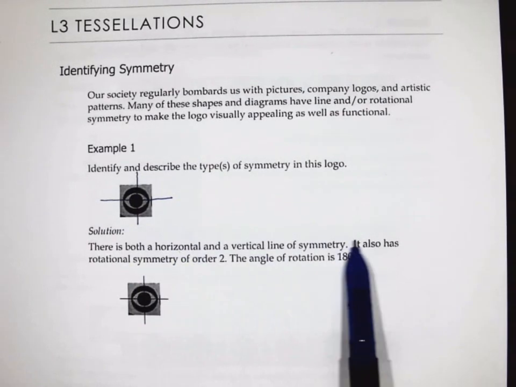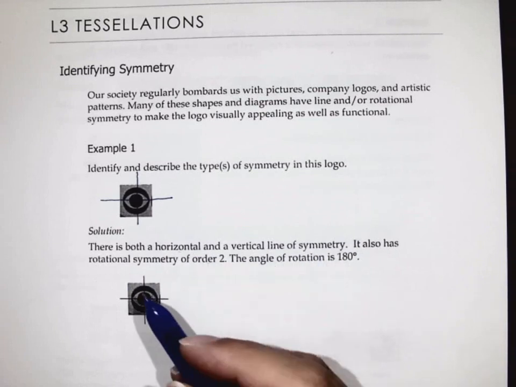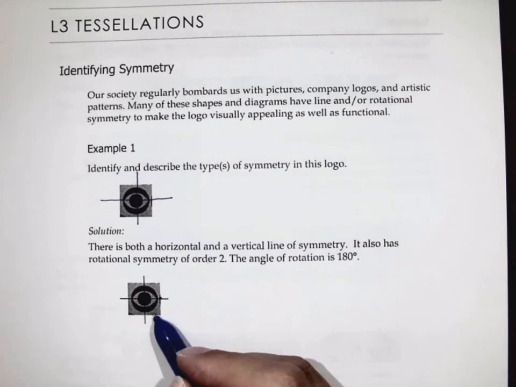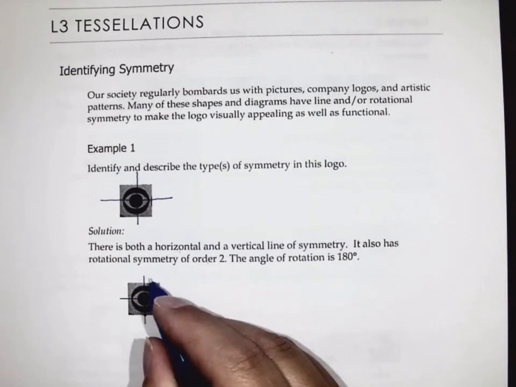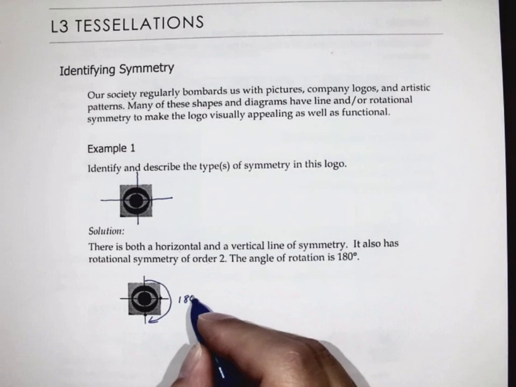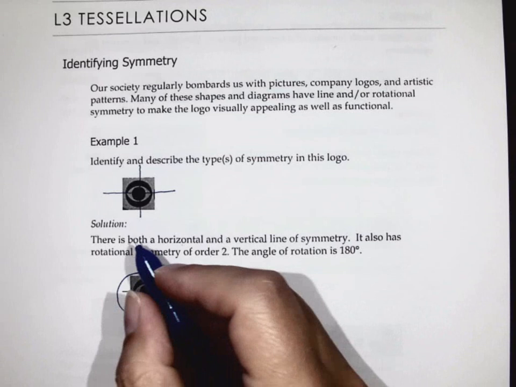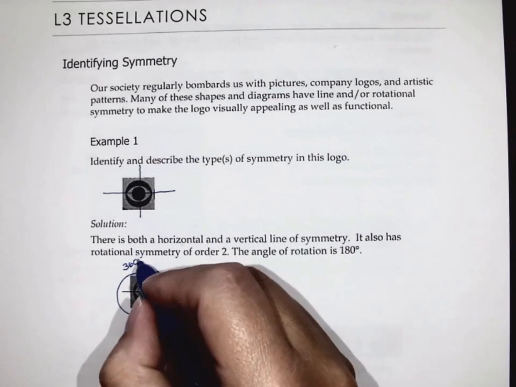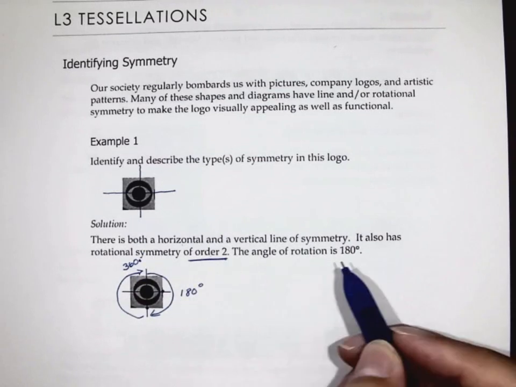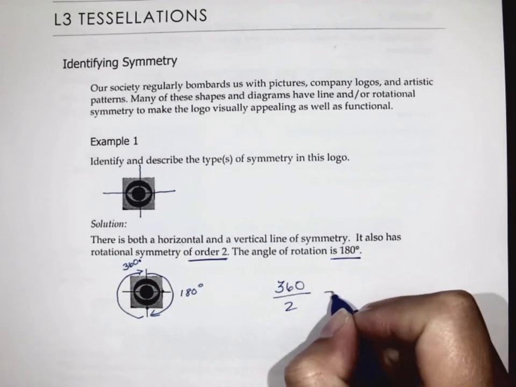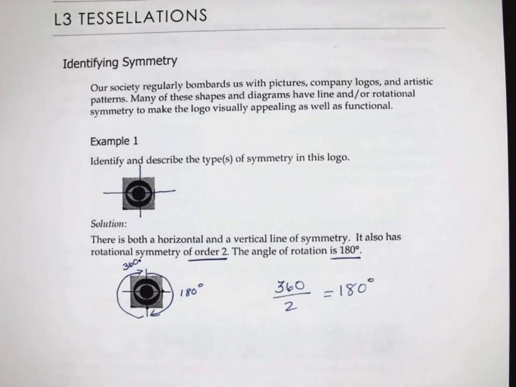But it has horizontal line symmetry, and it also has rotational symmetry of order 2. So it doesn't work if we rotate it only 90, but it does work if we rotate it all the way around. If we rotate it 180 degrees, it looks exactly the same. And then when we rotate it back to 360, it looks exactly the same. So it has an order of 2 and an angle of rotation of 180, because 360 divided by 2 gives you the 180. So that was your lesson from yesterday or the day before or whenever you did rotational symmetry.